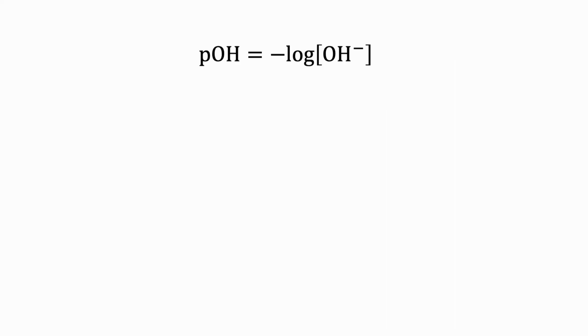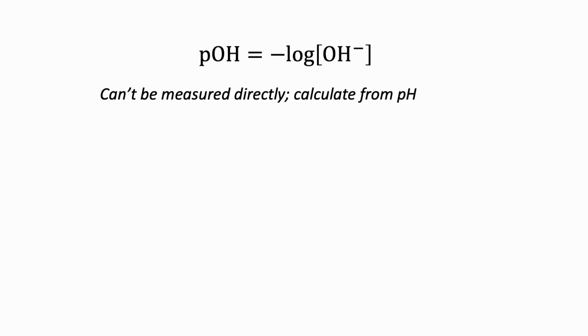All right, so I told you when I introduced P notation that there were multiple things that we looked at in P notation, and here is your second thing. We've already looked at pH. Now we're going to look at pOH. And pOH is the negative log of the OH minus concentration. Now you can imagine that when we're dealing with a base solution, this is something that might be pretty useful. But there's only one problem, which is that it can't be measured directly. You have to calculate it from pH. So let's figure out how to do that.